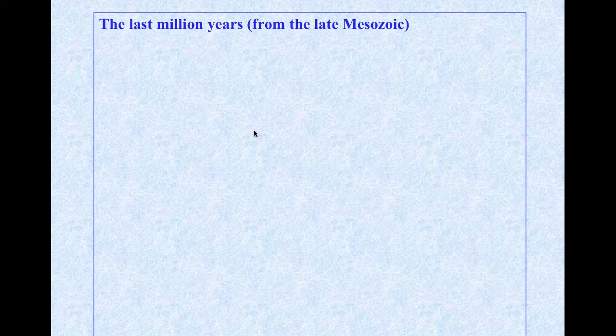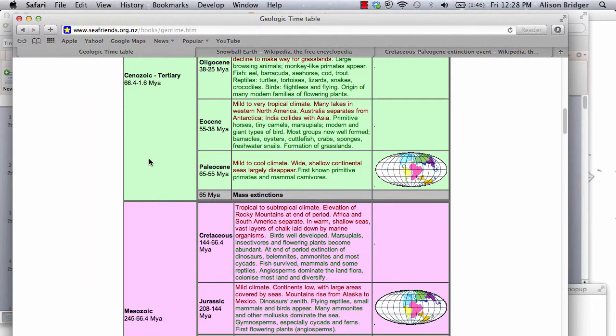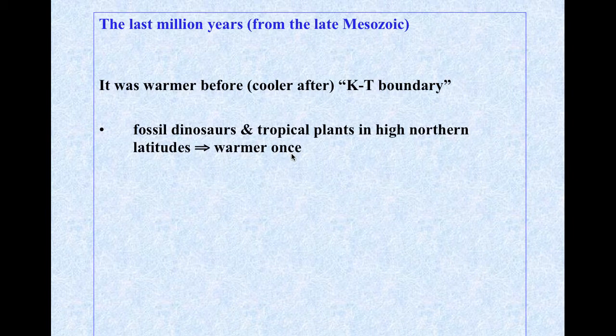Now we're going to focus in on the last million years. That is from the late Mesozoic. So let's go back to our time series. Here's the Mesozoic. The mass extinctions were about 65 million years ago. As you can see, prior to that we had tropical to subtropical climate everywhere, but after the extinction, mild to cool climate everywhere. So there really is a big dividing point here. It was warmer before the KT boundary and cooler after the KT boundary.